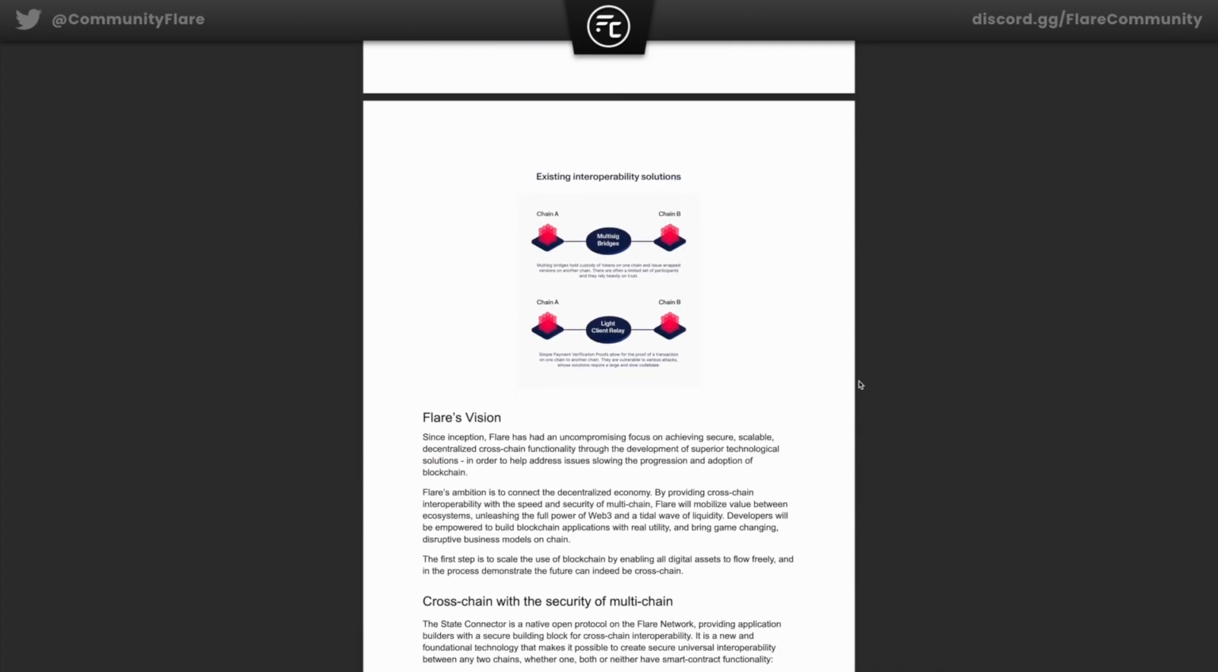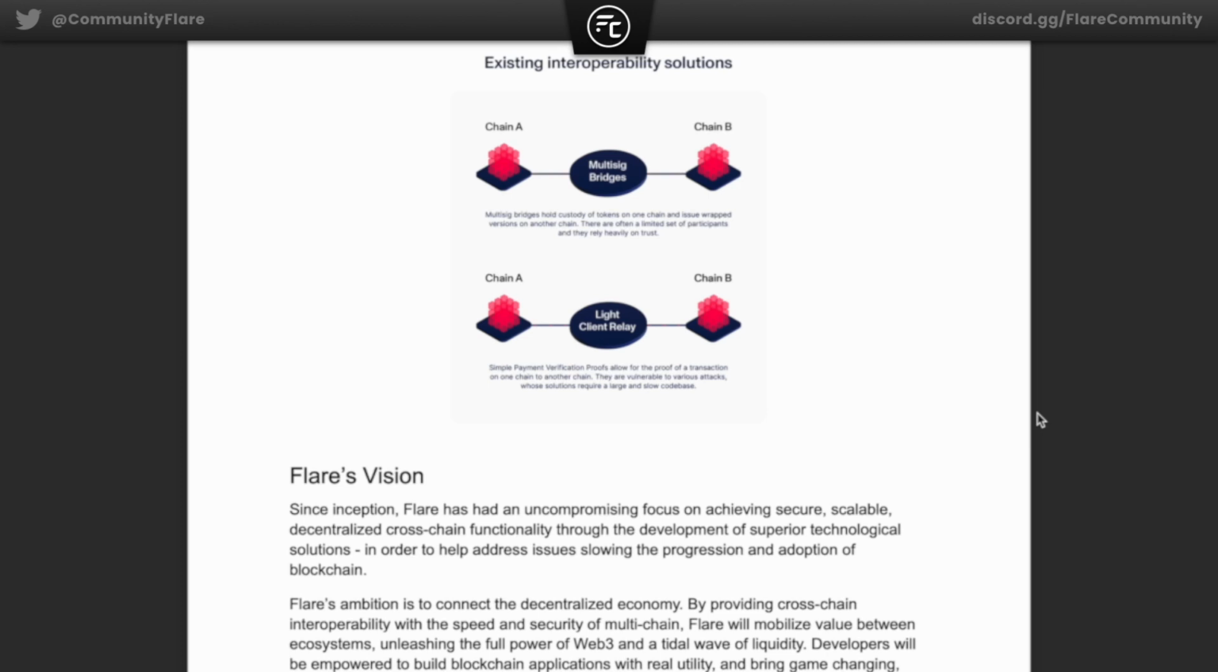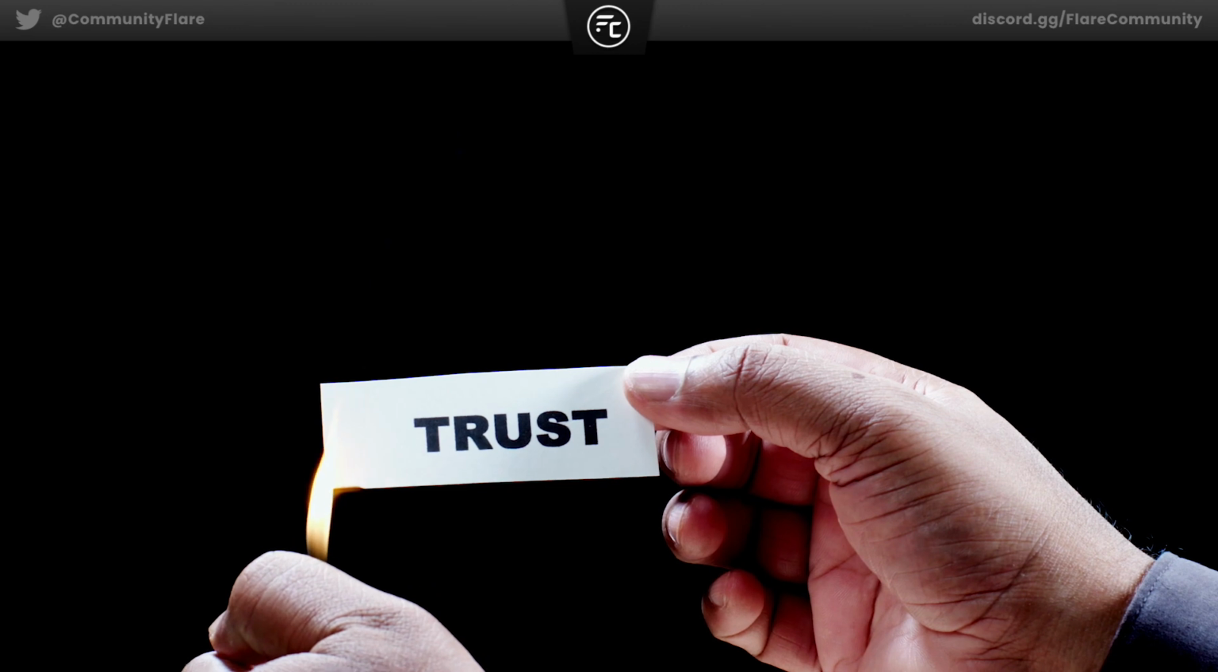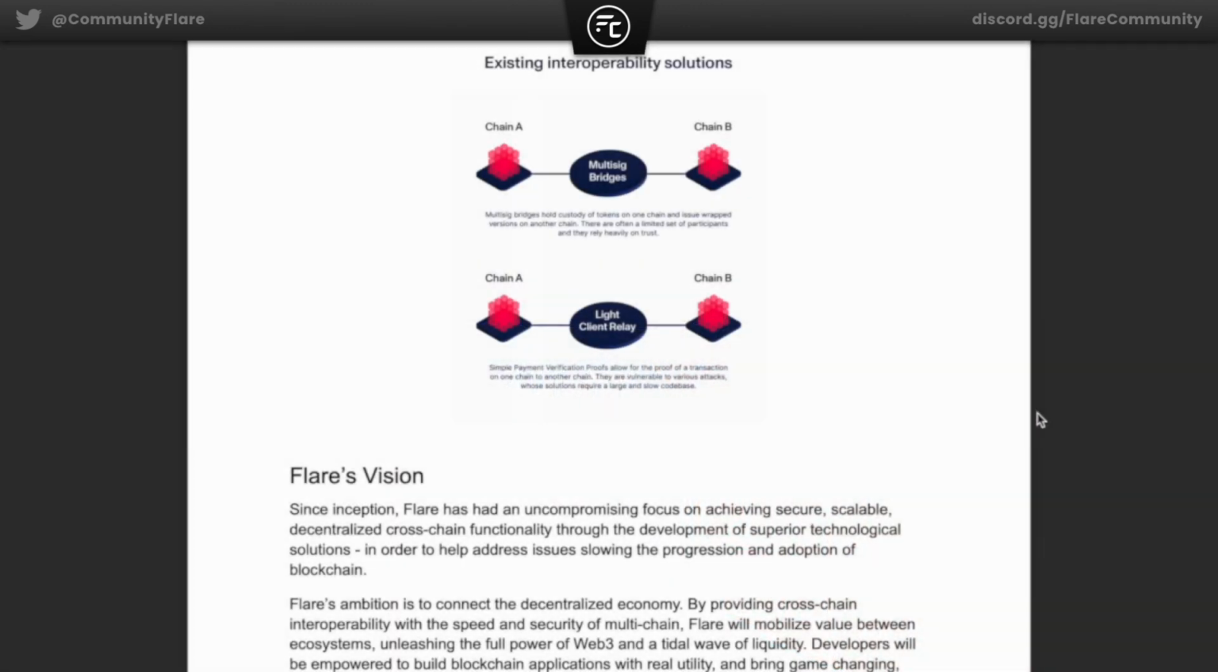Again, we have another nice little diagram here talking about the existing interoperability solutions that we just talked about, multisig bridges and light client relays. On the top here, multisig bridges hold custody of tokens on one chain and issue wrapped versions on another chain. There are often a limited set of participants and they rely heavily on trust. So when you wrap an asset via a multisig bridge, what happens is they request you to send money to a particular address, and upon receipt of that asset, they will offer you a wrapped asset on another chain. And as you can tell, you do have to rely heavily on trust. It's not ideal. Then we also have the light client relays. Simple payment verification proofs allow for the proof of a transaction on one chain to another chain. They are vulnerable to various attacks whose solutions require a large and slow code base.